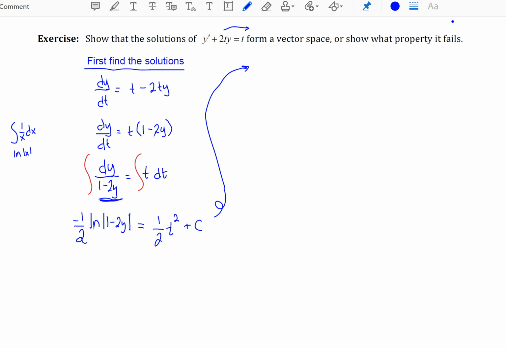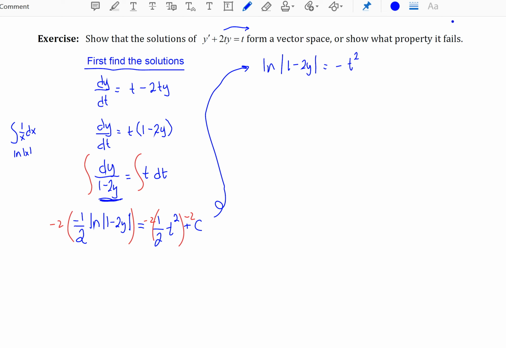Okay, now let's solve for y. Let's multiply both sides by -2 to get the natural log of the absolute value of 1 minus 2y equals, when you multiply by -2, we'll get a -t squared. Now remember, we're multiplying everything by -2 here: -2 times this side, -2 times this one, and -2 times here.